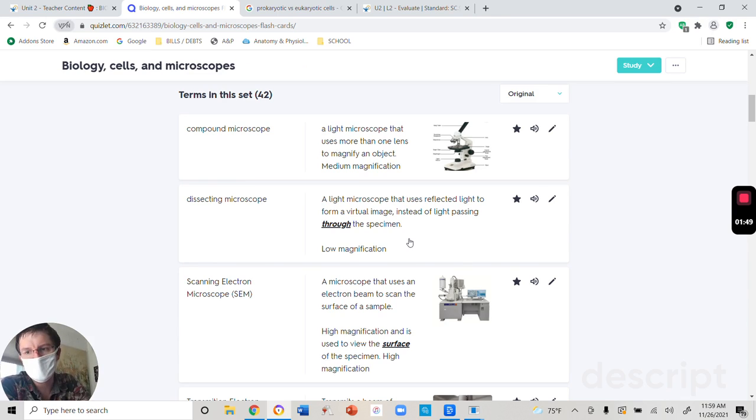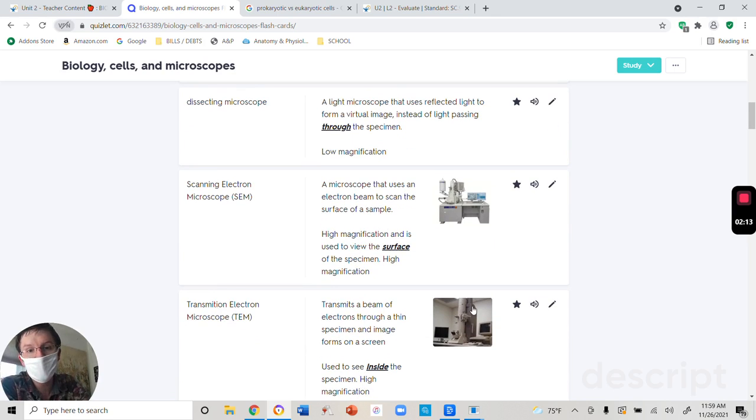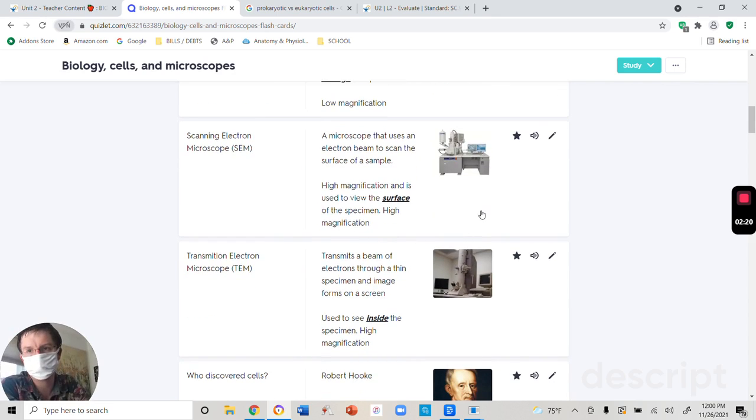This one, a dissecting microscope, we don't use very often because it's very low magnification. Mostly what they want you to know is that the dissecting microscope uses reflected light to form a virtual image instead of light passing through. In the compound, light is going through the specimen. In a dissecting, it's just forming a virtual image. It's very low magnification. We usually don't use these. You're typically only going to see them at universities, if you take higher level science courses.